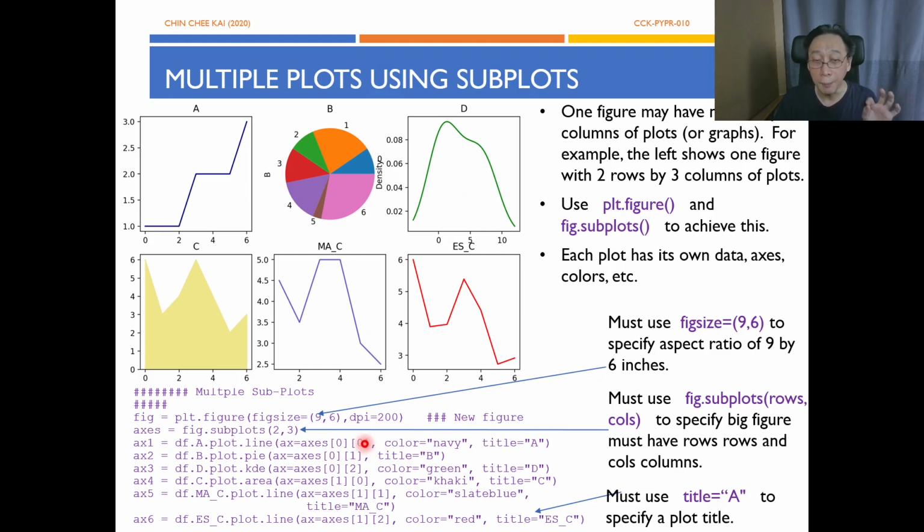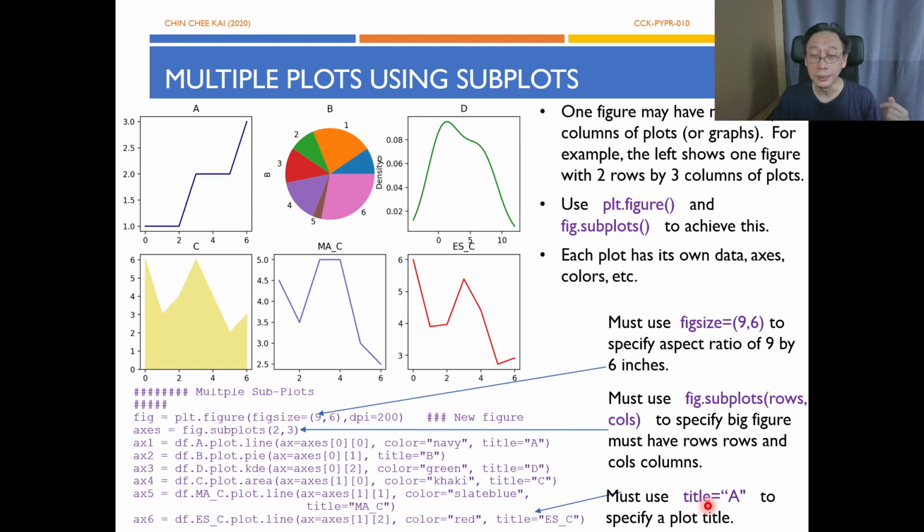Again, this is in Python. So in Python, if you do a square bracket 0, axis itself is a list of axes. So for example, if you want to refer to MA underscore C, this will be axis square bracket 1, the first row, 0, then 1, right? Then square bracket 1, because it's 0, 1. So this is the one, right? Color is slate blue, title is MA underscore C, plot the line and give an axis AX5. So AX5 is going to be axis square 1, square 1.